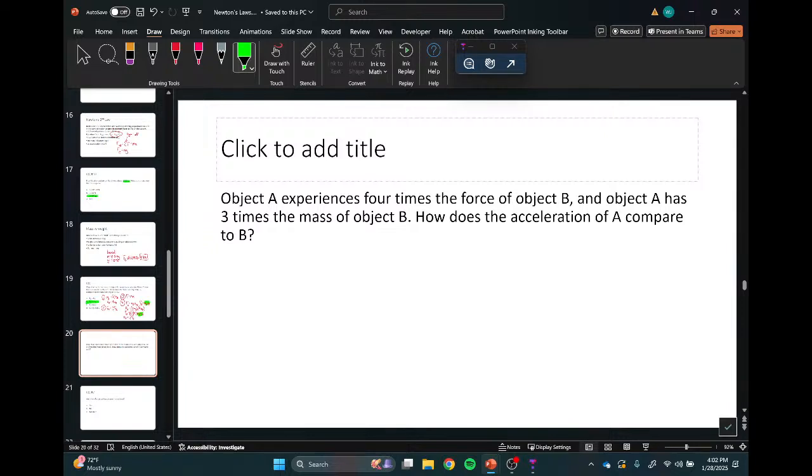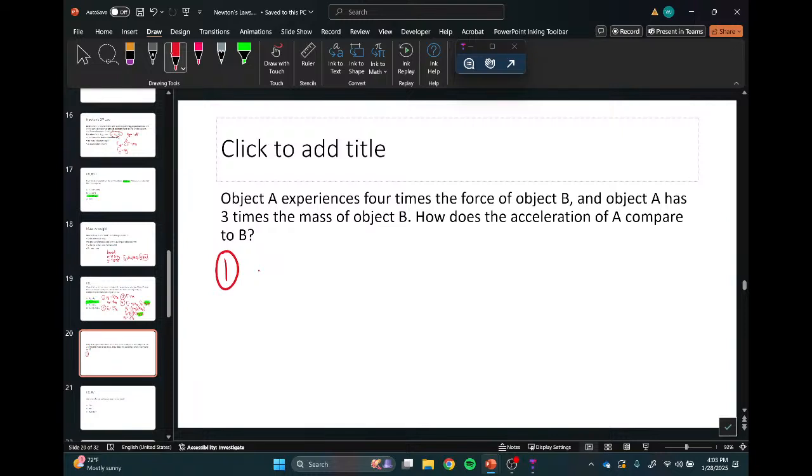So here's another example. Object A experiences 4 times the force of object B, and object A has 3 times the mass of object B. How does the acceleration of A compare to B? I'll work through this one as well just to give us some extra practice, because I do love these so much, and I want to make certain I prepare you all. They're not going to show up in the problem sets, but they will show up on quizzes and tests. These are conceptual questions. You do not need a calculator for this. It was a half times 4, that was the level of complexity of math.